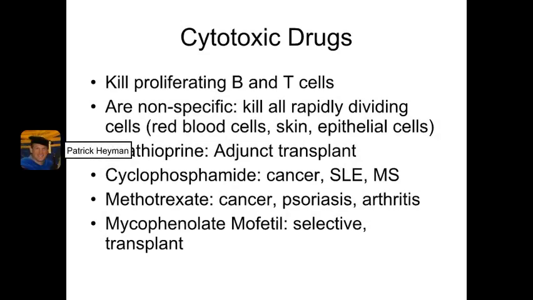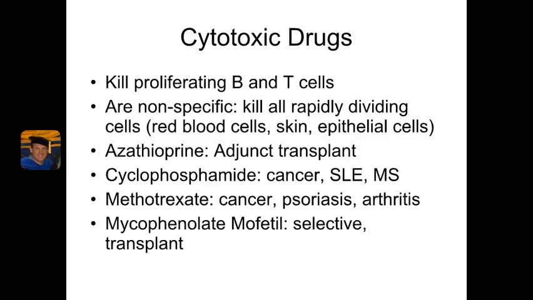The next class of drugs are called cytotoxic drugs, and these are drugs that are going to kill rapidly proliferating cells, primarily B cells and T cells. However, they can also kill other rapidly dividing cells, such as skin, epithelial cells, and red blood cells. So that should tell you what a lot of the adverse effects are. The adverse effects can be low red blood cell count, anemia, that can cause skin breakdown, they can cause epithelial destruction. So, some examples: azathioprine, cyclophosphamide, methotrexate, and mycophenolate.